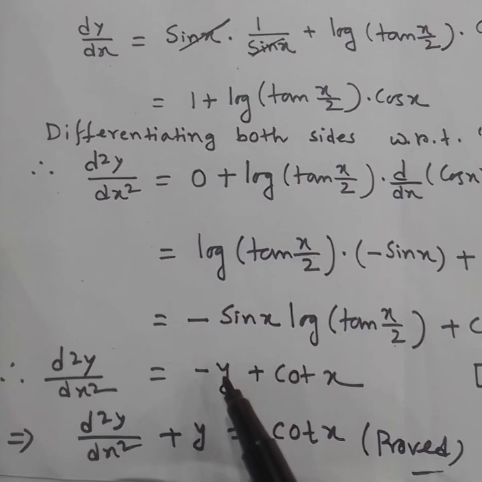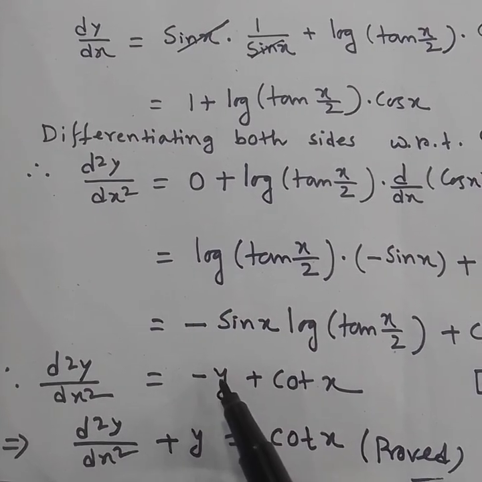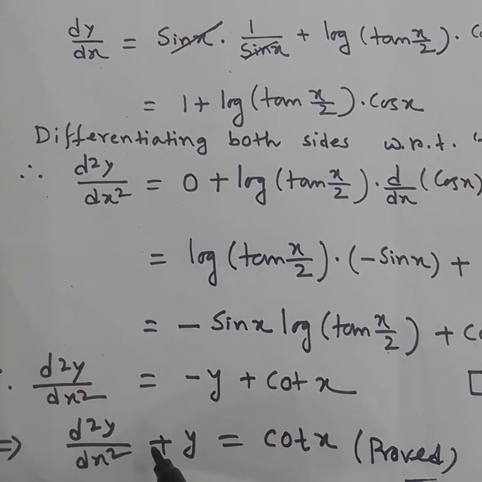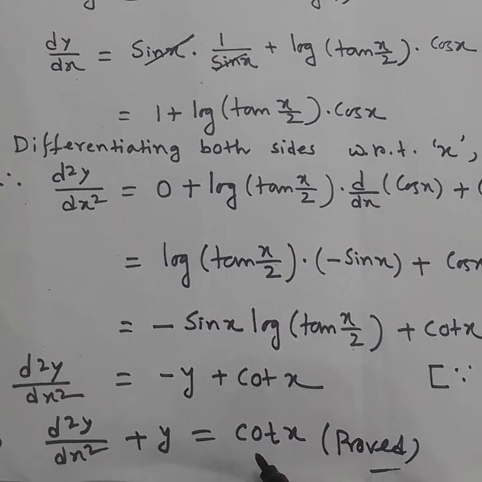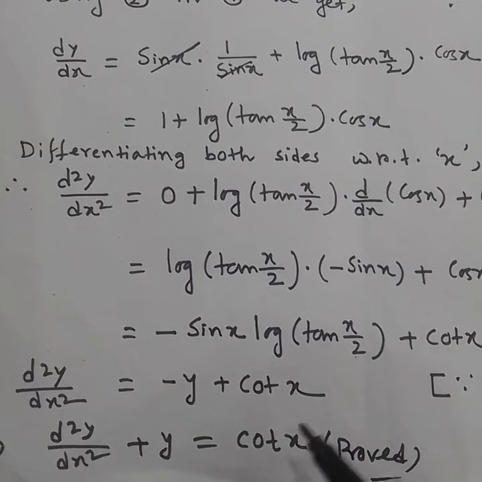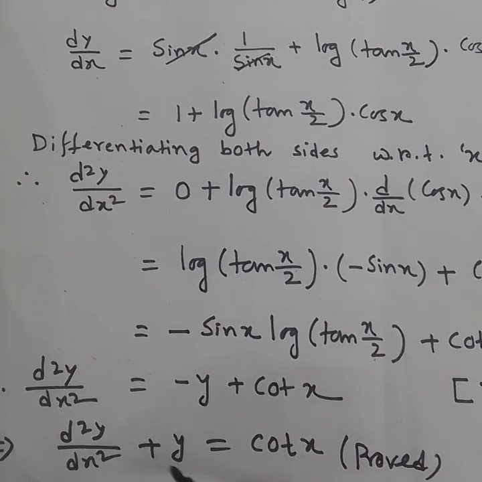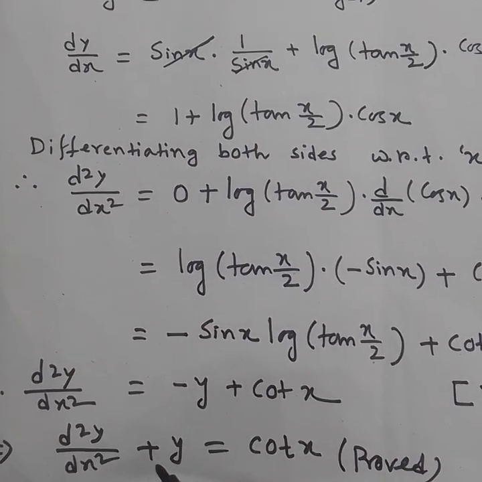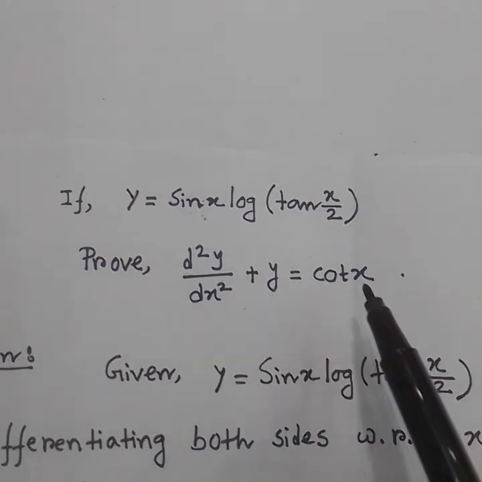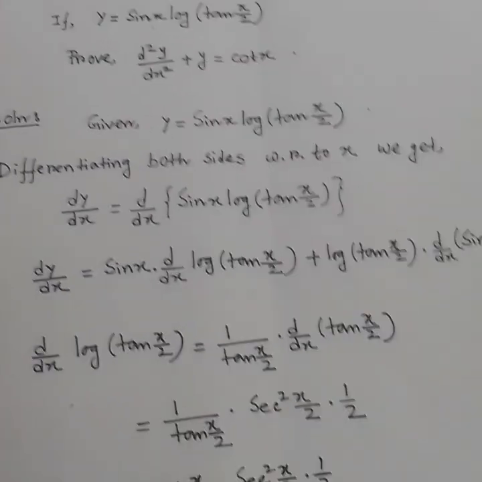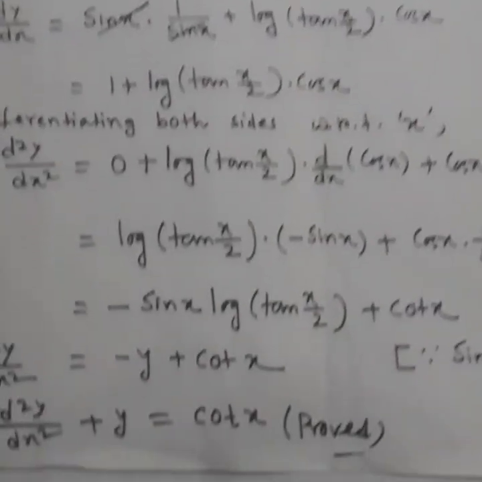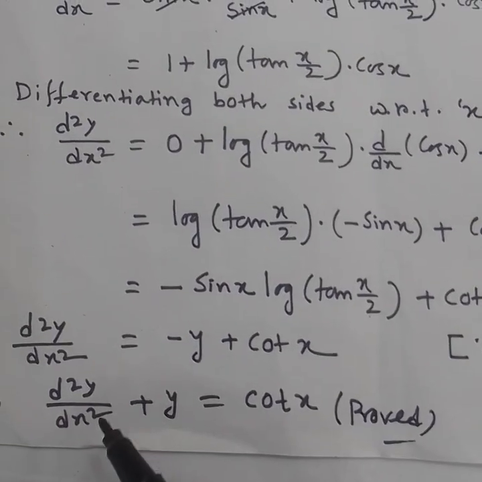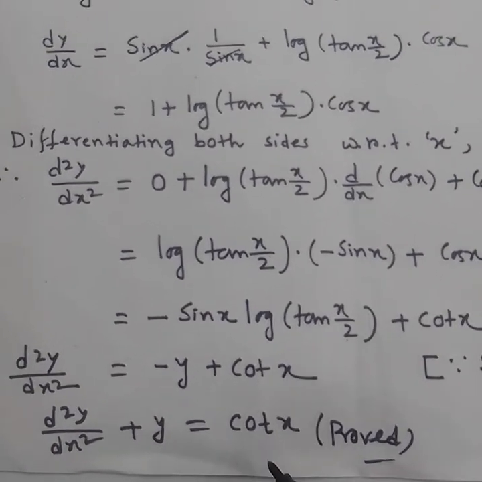Taking y to the left hand side, it becomes plus y. So d2y by dx2 plus y equals cot x, that we have proved. So finally, after following these steps, we got the result that d2y by dx2 plus y equals cot x.